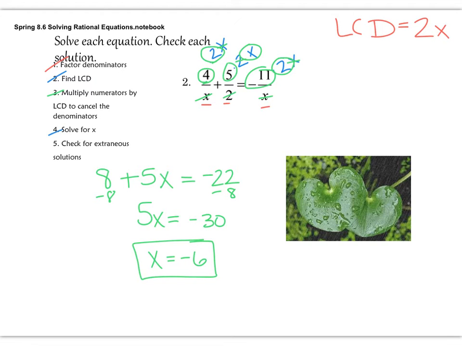All right, and then check for extraneous. So my restrictions down here would have been x cannot be 0. I got negative 6, so this answer is totally fine. So x equals negative 6.